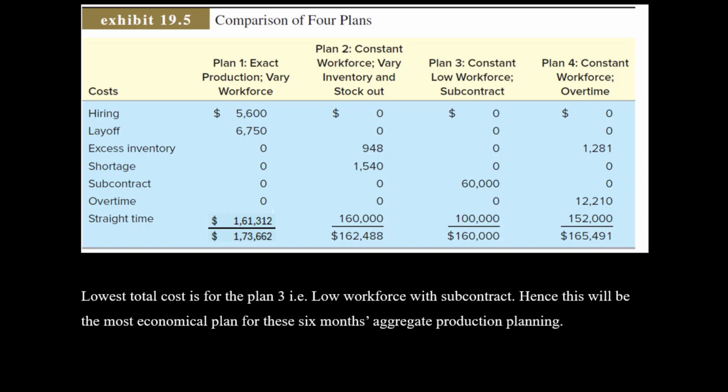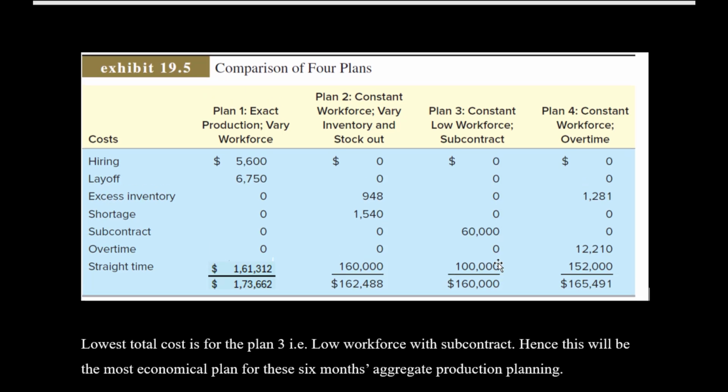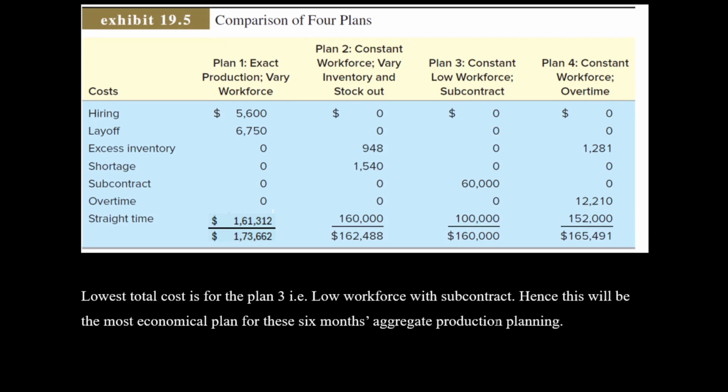And if you want to find out the total cost, you need to add the material cost for the 8,000 total units at 100 each. So 800,000 will be added here, and 960,000 will be the total overall cost. So this is how we calculate 6 months aggregate production planning, the most economical way forward.